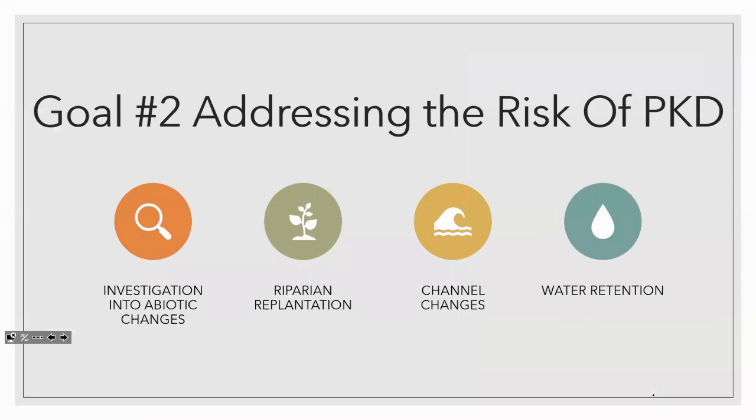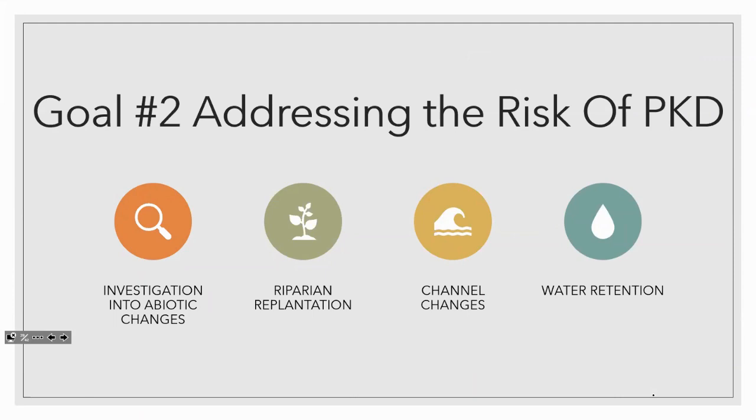Goal number two is to address the risk of PKD. There are several thoughts on how we might do this. The first is definitely to investigate abiotic changes. When do high water temperature and low flows occur? Riparian replantation may be effective. It may shade the water.